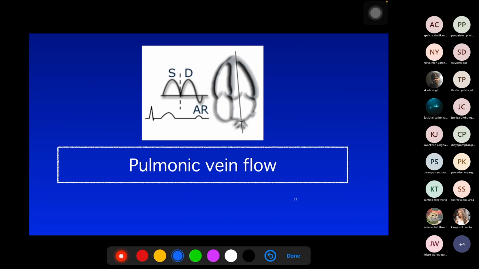Okay, we finished the mitral inflow and the tissue Doppler imaging. The next one is hepatic venous flow.